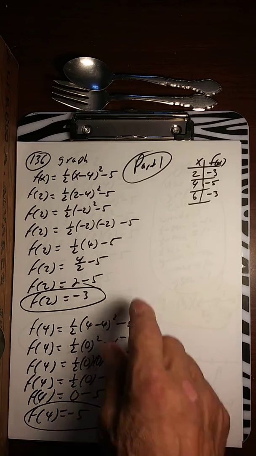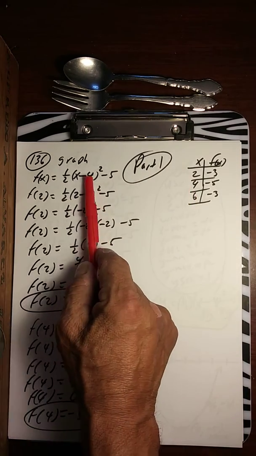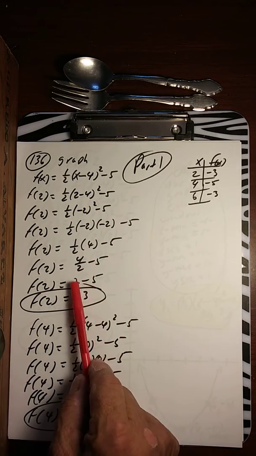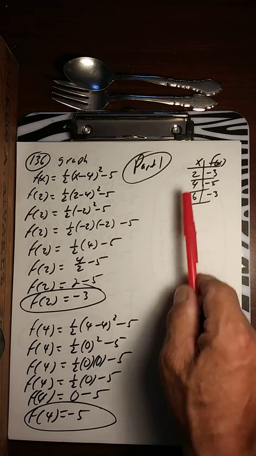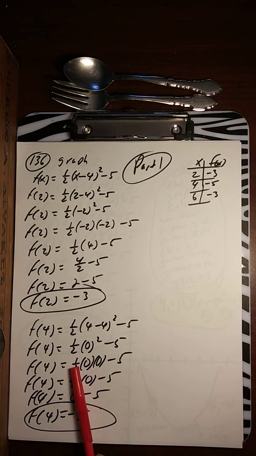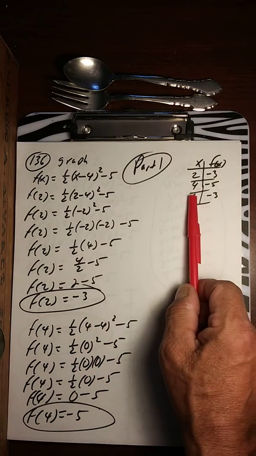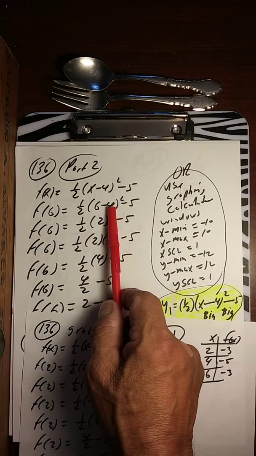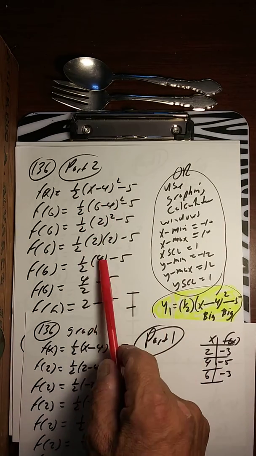Graph this one. Get some points in there. 2 in there. Put a 2 in there. 2 minus 2 minus 2 minus 2 is 4. 1 half of 4. 4 over 2 is 2. 2 minus that, negative 3. 4. 4 minus 4 is 0. 0 times that is 0. Minus 5. 6 in there. Put a 6 in there. You're going to get 6 minus 4, 2. 2 times 4. 1 half of that is 4 over 2.